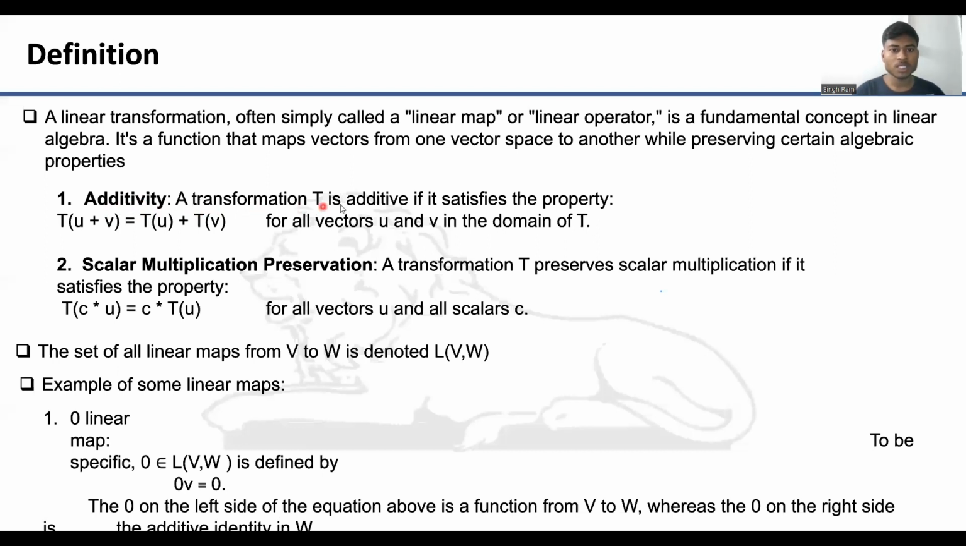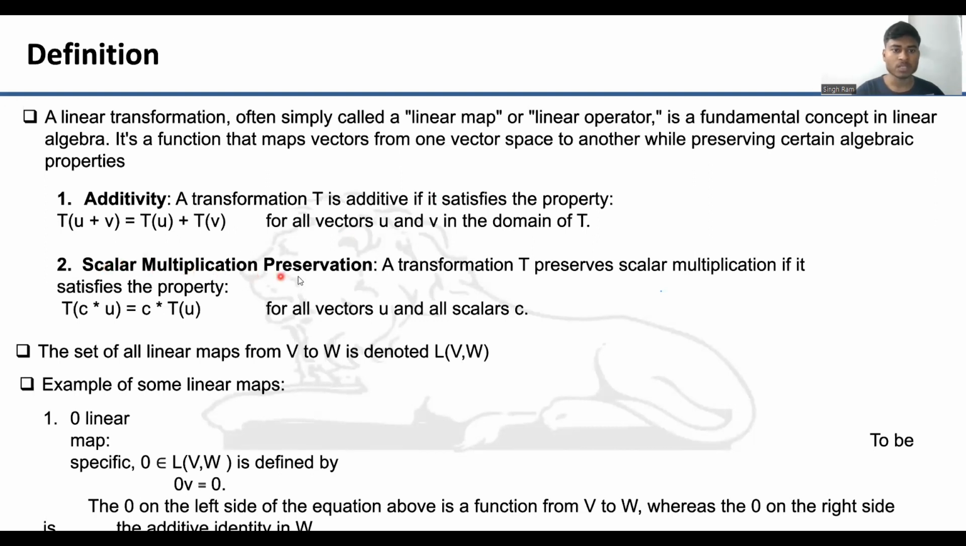A transformation T is additive if it satisfies the property that the transformation on the sum of two vectors belonging to the vector space, let's say capital V, is the sum of the individual transformations on these two vectors u and v. That is, T of u plus v is T of u plus T of v, for all vectors u and v in the domain of T.